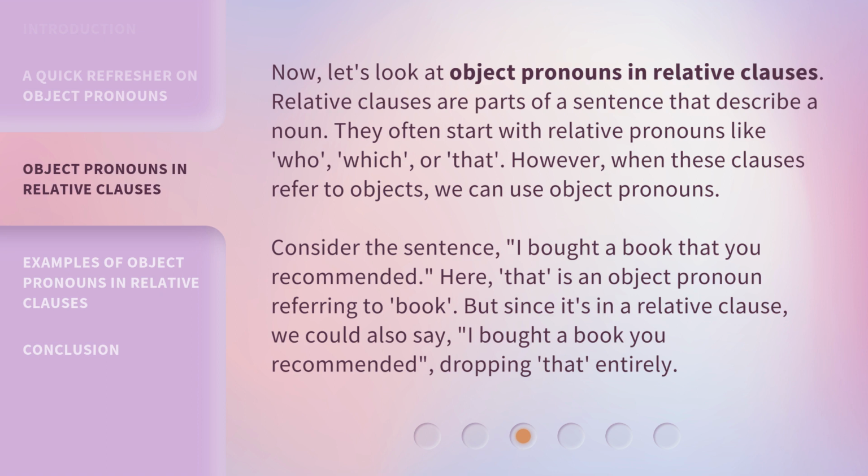Consider the sentence, I bought a book that you recommended. Here, that is an object pronoun referring to book. But since it's in a relative clause, we could also say, I bought a book you recommended, dropping that entirely.